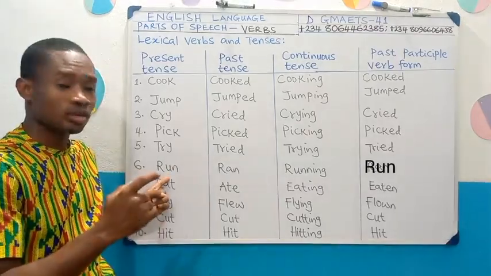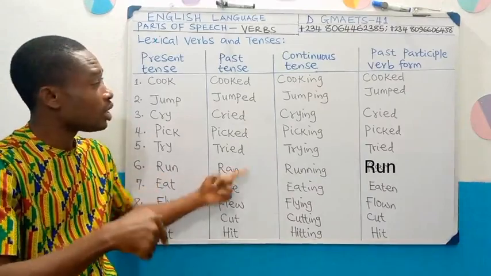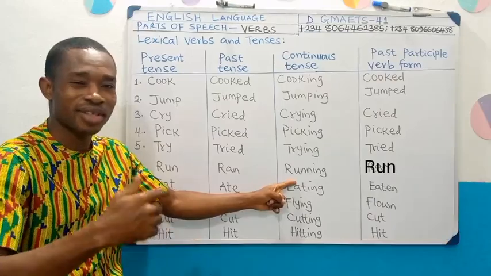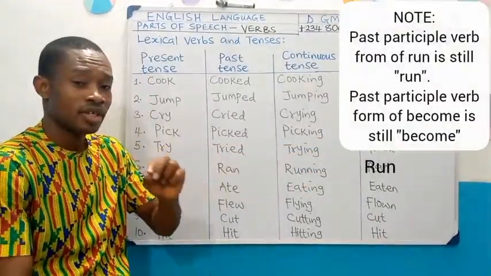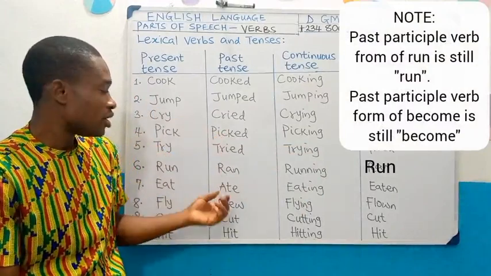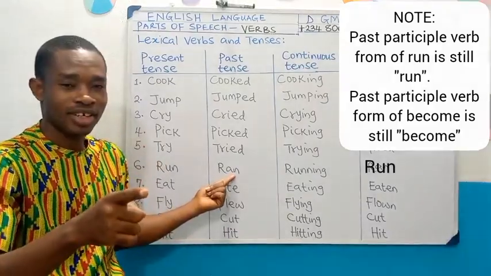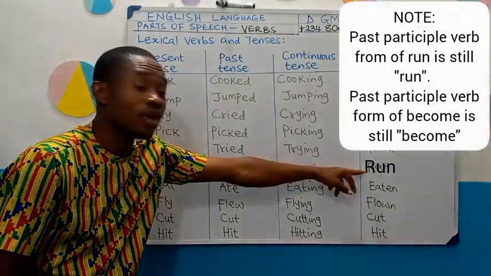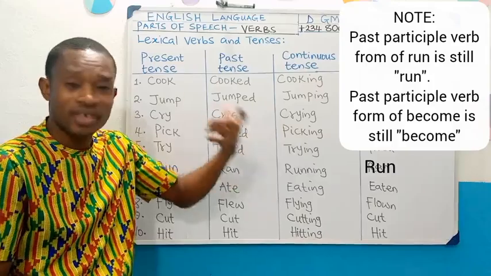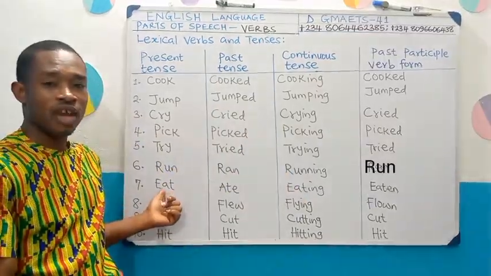Present tense, run. Past tense of run is ran. Continuous tense, running, still ing. Then past participle verb form is run. Did you notice something here? The past tense of run is not runned. It didn't end with ed. The same thing with past participle verb form. It did not end with ed. Take note of that. Look at eat, number 7.